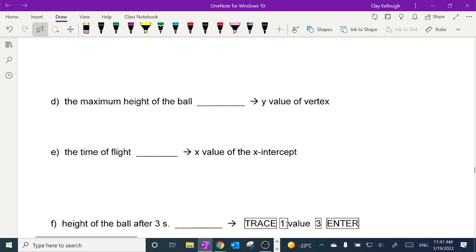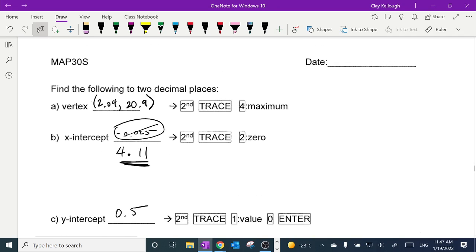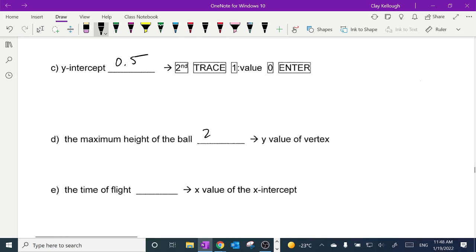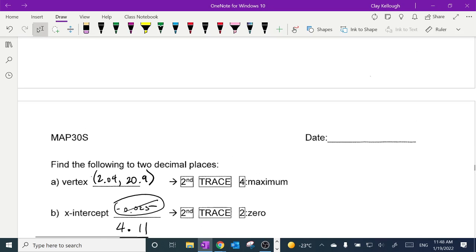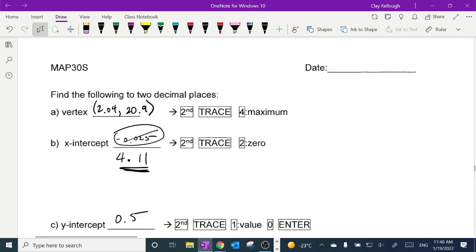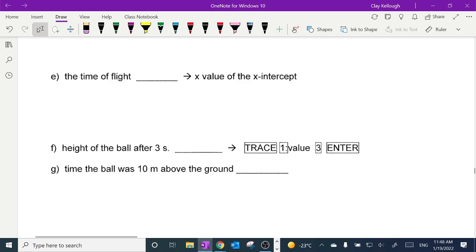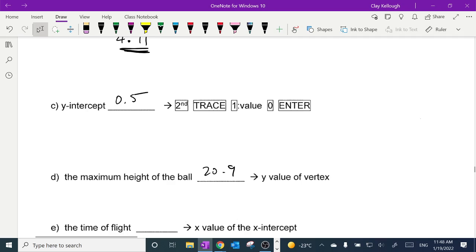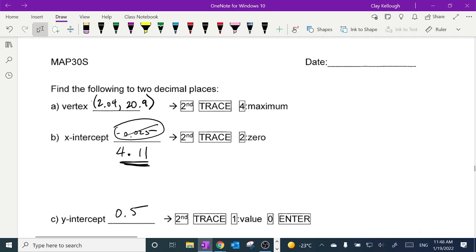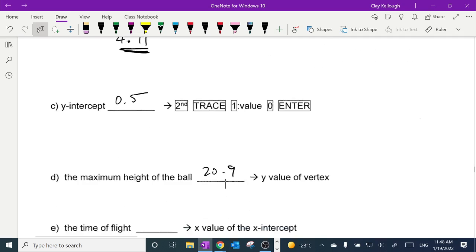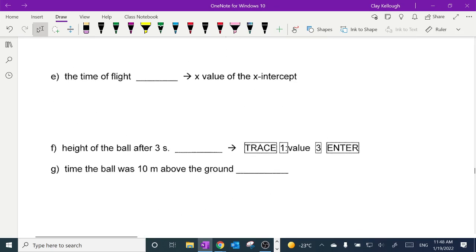Okay? The maximum height of the ball is the y value of the vertex, which is 20.9. The time of the flight is the x-intercept at the other end, right? The far end, the 4.11. So the time of the flight is the 4.11, isn't it? Or no? Am I looking at the wrong one? What was the x-intercept again? Oh, no, sorry. The x-intercept, yeah, 4.11 is the x-intercept. So the time of the flight is 4.11 seconds.